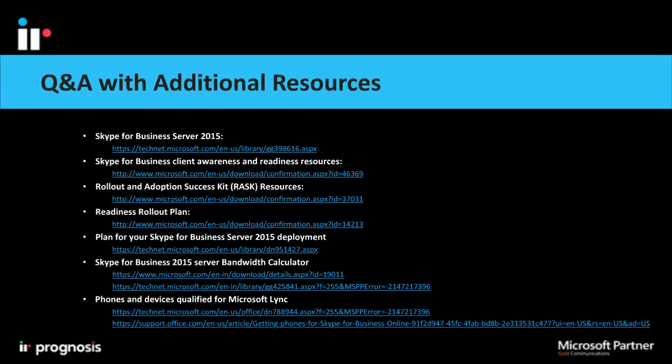All right, and then our next slide is where we have additional resources. All of these, again, are live links. There are links for considerations around Skype for Business Server 2015. There's what's called the RASC kit, which is incredibly useful. It's for rollout and adoption success. It's tailored primarily for Lync, but if you do a search and replace in the Word document for Lync and replace it with Skype for Business, just about everything holds true.